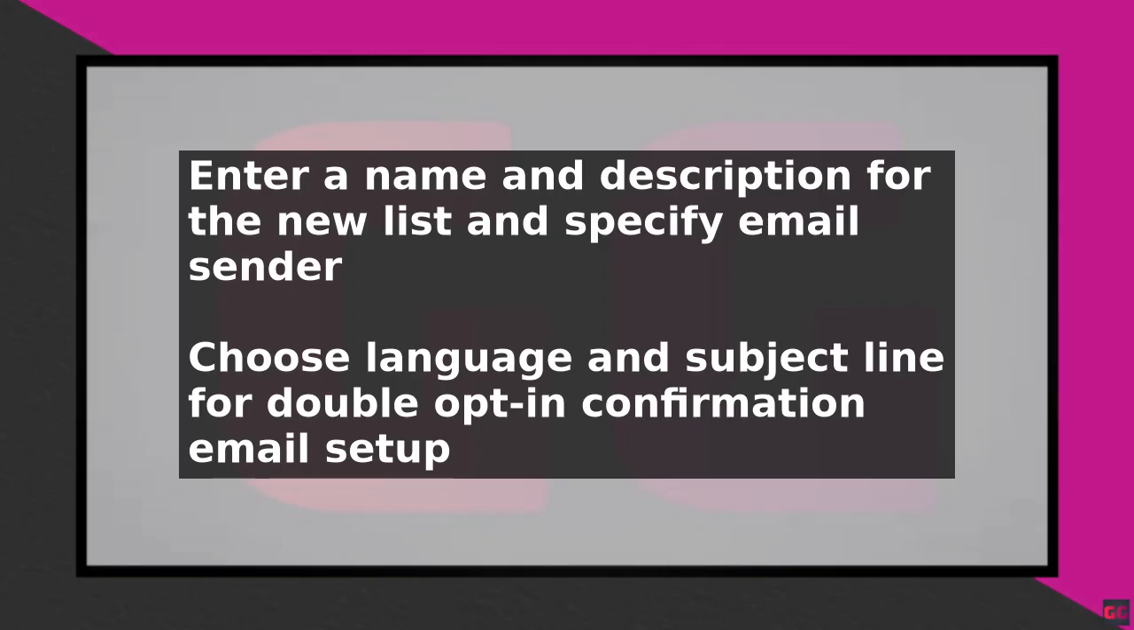The next step involves choosing the language for your list and setting up the subject line for the double opt-in confirmation email. You can also edit the opt-in message that subscribers will receive. Once you've completed these steps, you can click Create List to finalize the process.